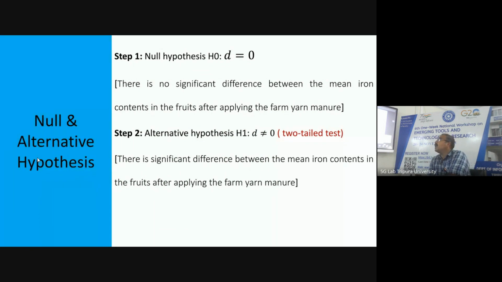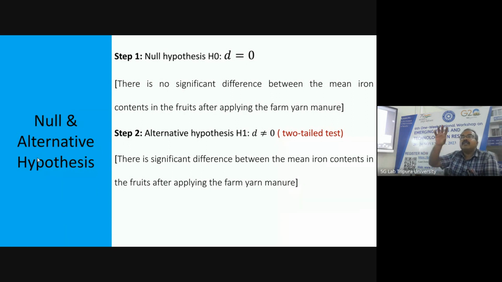We will say the null hypothesis is d equal to 0 and the alternative hypothesis is d not equal to 0. See the things written in the bracket, that is important. There is no significant difference between the mean iron content. So you are talking about the mean iron content before applying and after applying a certain manure. The application of manure is the intervention, and that intervention makes the changes in the iron content within the fruit.